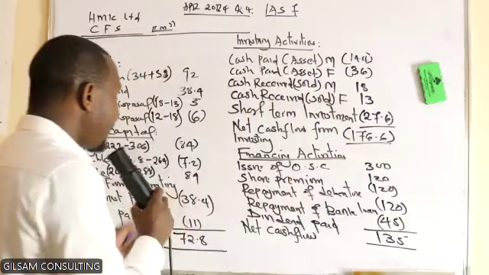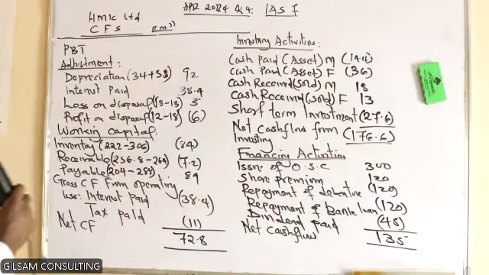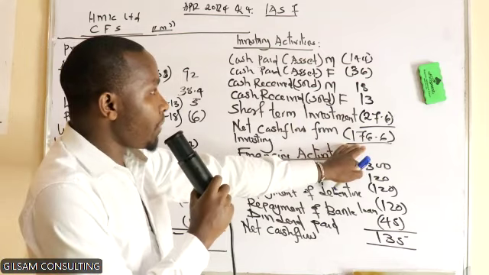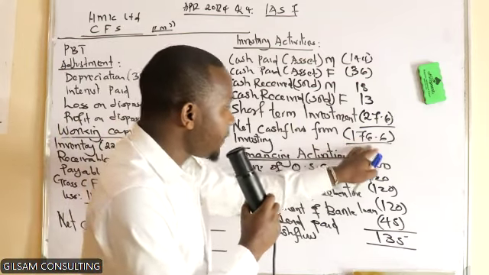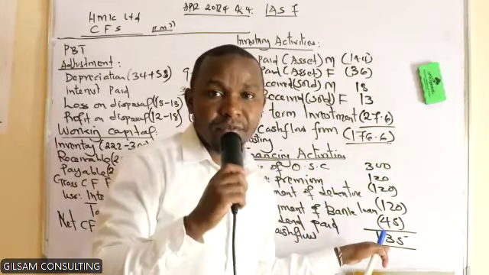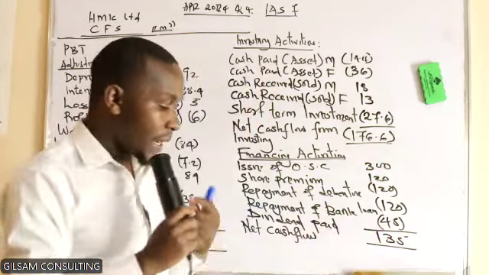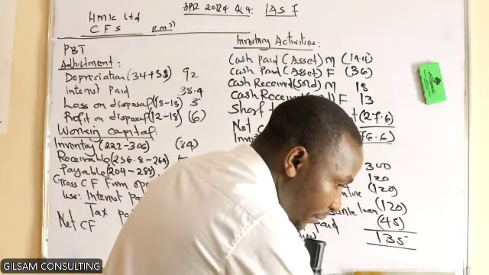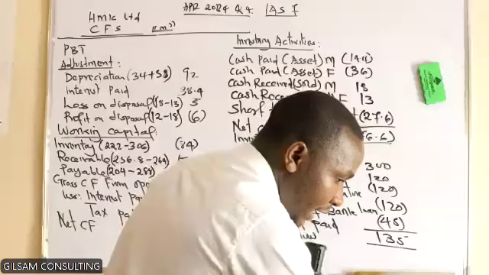Now we have the cash flow from the three segments: the operating activities, the investing activities, and the financing activities. Now let's finalize the cash flow.